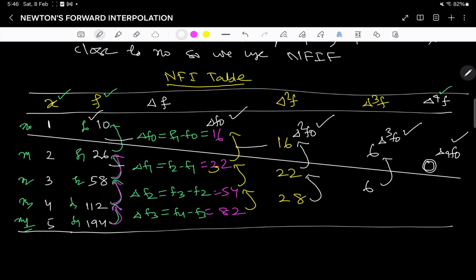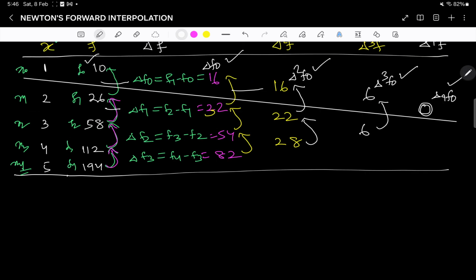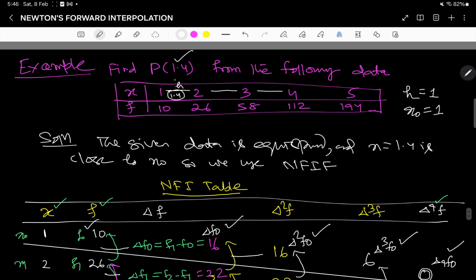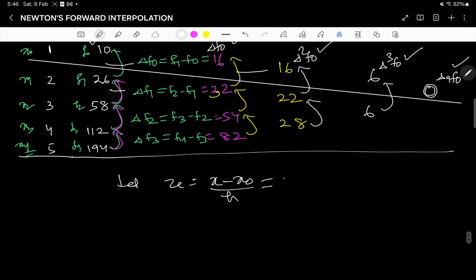Okay, this thing will be used in the formula. Now before we use the formula, we find u equal to (x minus x0) by h. My given x is, it is asked to find p of 1.4. So my x is 1.4, and what is my x0? x0 is 1, divided by my h, which is here 1. So this is my 0.4. Okay, so u is 0.4.